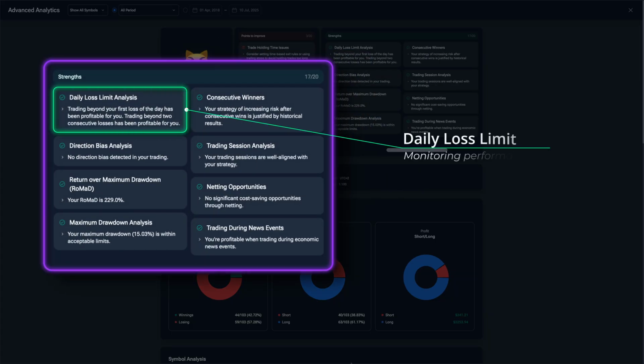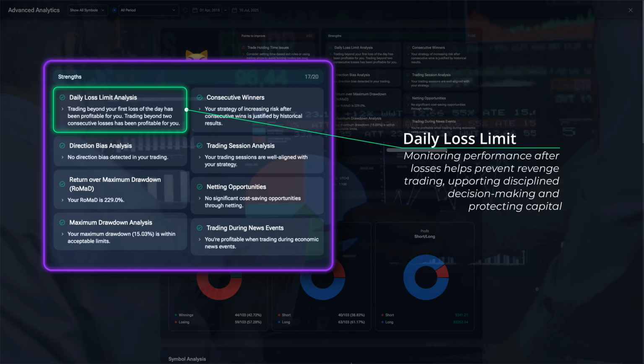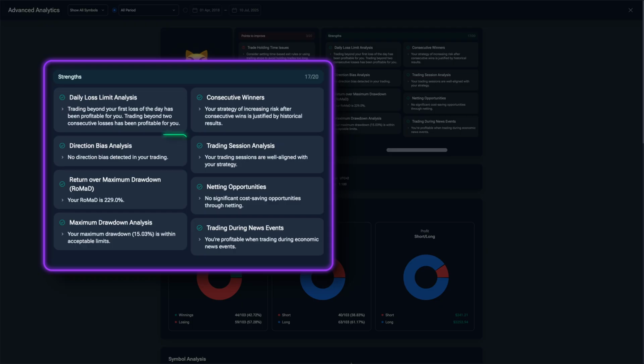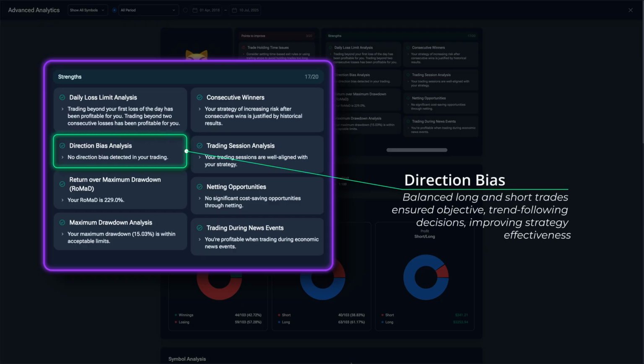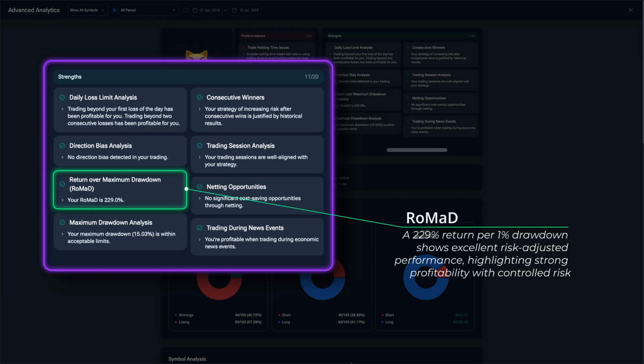Daily loss limit. The platform tracked our performance after daily losses. While the raw data might suggest continuing to trade after losses, this needs to be viewed alongside the revenge trading patterns identified earlier. The key distinction is between systematic rule following after losses versus emotional revenge trades. Direction bias analysis. No direction bias detected, meaning we weren't forcing trades in one direction based on market opinion. We took both long and short signals equally when they appeared. This is crucial for trend-following strategies like UT Bot.